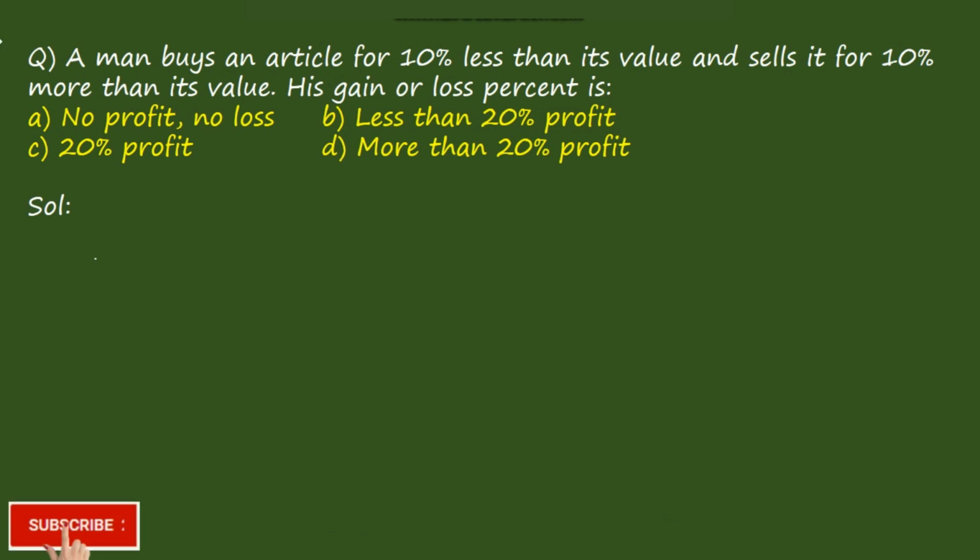Coming to the next question. A man buys an article for 10% less than its value and sells it for 10% more than its value. What is his gain or loss percentage? It is also a similar type of question. They're saying that a man buys an article for 10% less than its value. We consider a straight line here. There is a company that sells it, and there will be some marked price of it, say x, which is 100 percent.